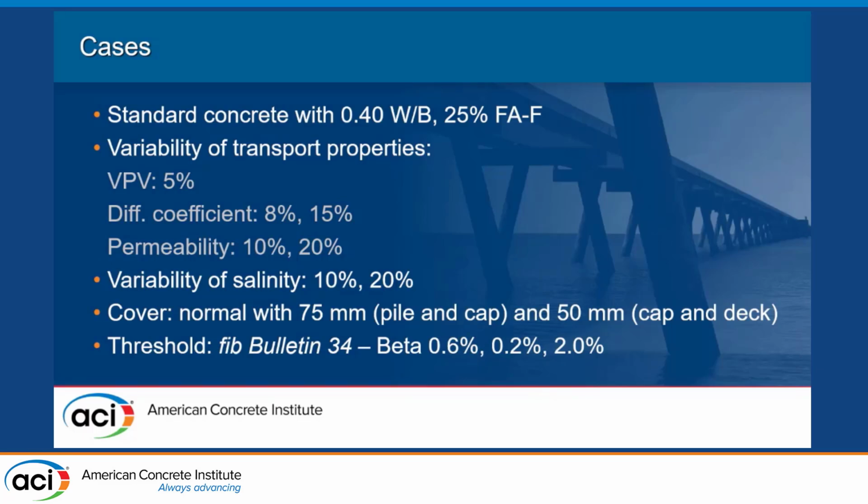For the different cases that we look at, we have a standard concrete with a 0.4 water-binder ratio, so nothing special here, something that would be considered compliant for most structures like that. In many cases it might be a bit better, but this is a standard concrete, with 25% class F fly ash. The properties of that concrete were derived from what we have in the database, and these are standard properties for a mix like that. What's interesting here is the variability of transport properties.